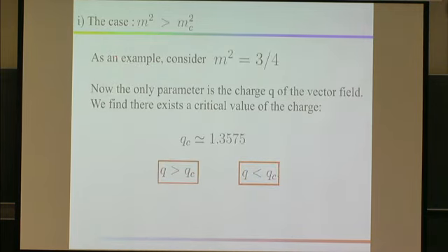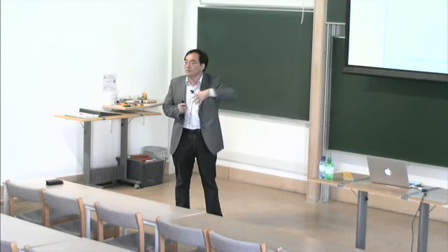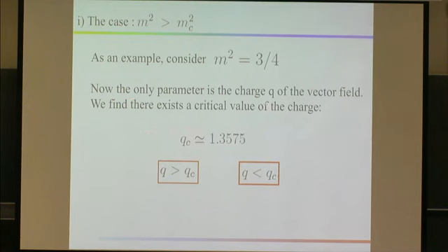For the first case, when the mass of the vector field is larger than the critical one, as an example, we consider m squared equal to 3/4. We take this value just for the convenience of the numerical calculation. Other values behave similarly. Now the only parameter is the charge Q of the vectors. In this case, we find there exists a critical value of the charge, the critical charge equal to 1.3575.